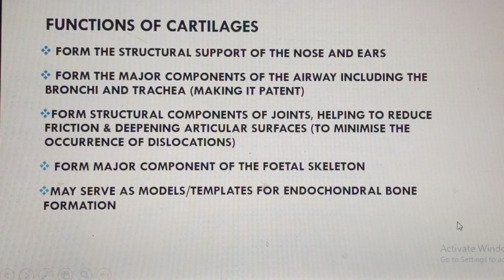So then, what are the functions of these cartilages that we've seen? One of them is that it forms the structural support of the nose and the ears. Yes, that's true. Cartilages form the major components of the airway, including the bronchi and the trachea, to make the trachea patent or open. They also form structural components of joints, helping to reduce friction and deepening articular surfaces to minimize occurrences of dislocations. They form major components of the fetal skeleton. That's true. They may serve as models or templates for endochondral bone formation. That is a very true statement.